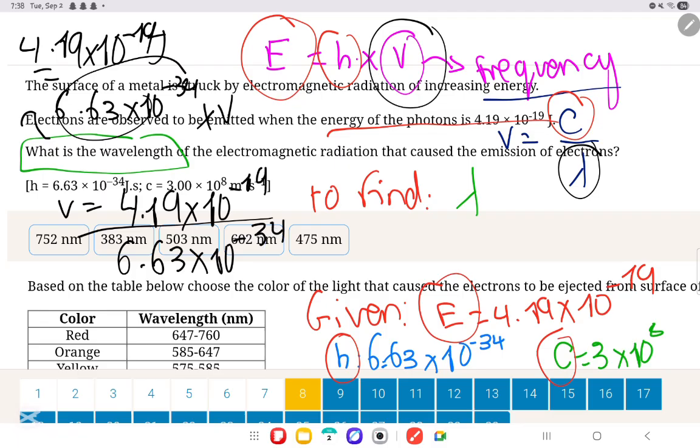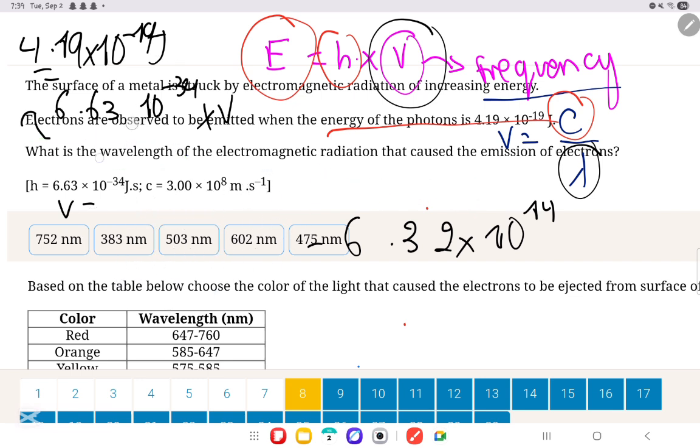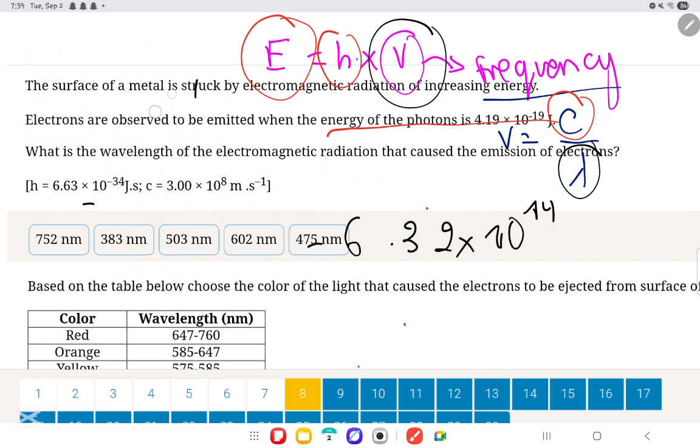So 4.19 times 10 to the power of minus 19 over 6.63 times 10 to the power of minus 34. We will get an answer of approximately 6.32 times 10 to the power of 14. Now, I'm going to erase everything here so we can have more space. I'm going to erase the given and what we need to find, and this over here, okay? So we got that the frequency, V, is equal to 6.32 times 10 to the power of 14 hertz. Why? Because hertz is the unit of frequency.